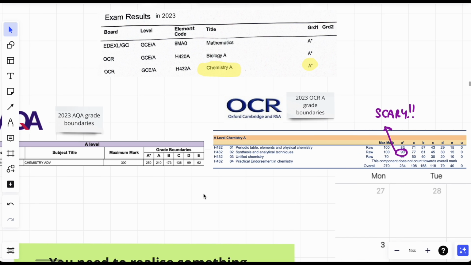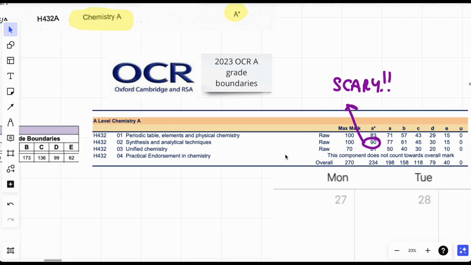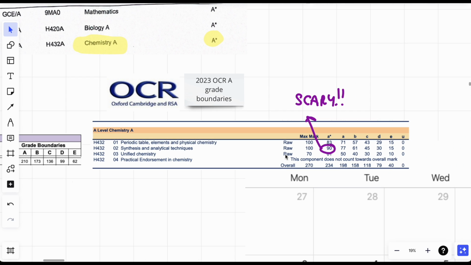OCR, this one. With AQA, I couldn't find the breakdown per paper, but for OCR, they're lovely, not really, not that lovely, but they did give us the breakdown. And if you just look at paper 2, so synthesis and analytical techniques, so essentially organic chemistry, 90 out of 100 is an A star.